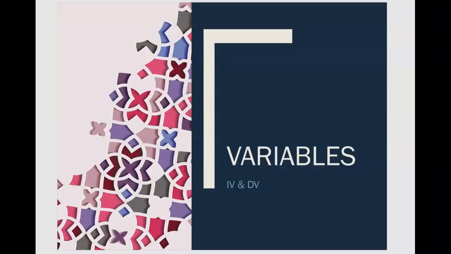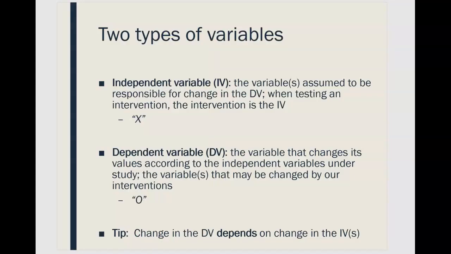So let's spend just a moment on our two types of variables, our independent and dependent variables. This isn't about levels of measurement. We're going to get into that as we move through, but just the two different kinds of variables that we have. So an independent variable, IV, as we often see it, or maybe even say it, are the variables that we assume or are assumed in our research to be responsible for the change in the dependent variable.